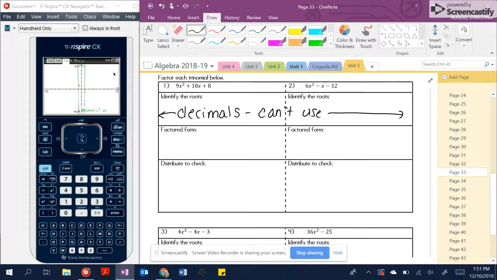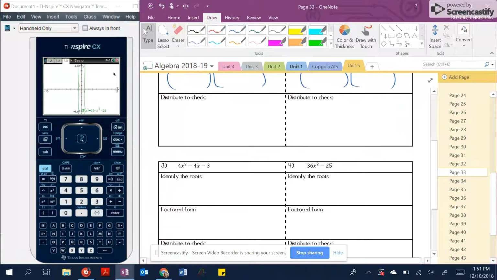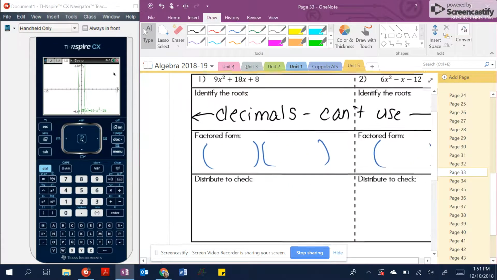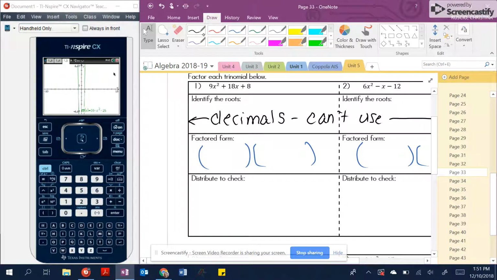So what we have to do is Plan B, which means let's set up a little box for every single one of these questions, because we know that our answers for all of these problems need to look like this. So I'm going to create my little factoring template or factored template or skeleton template. And then I am going to distribute to check, which is really helping me factor. All right, so here's the deal.